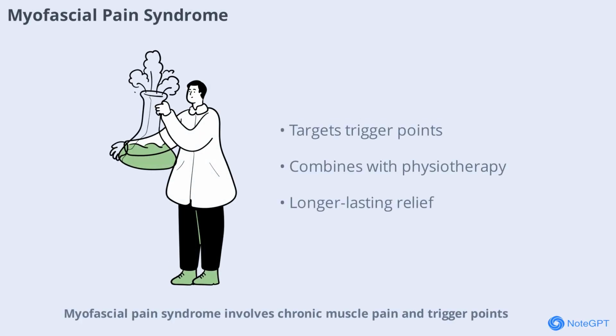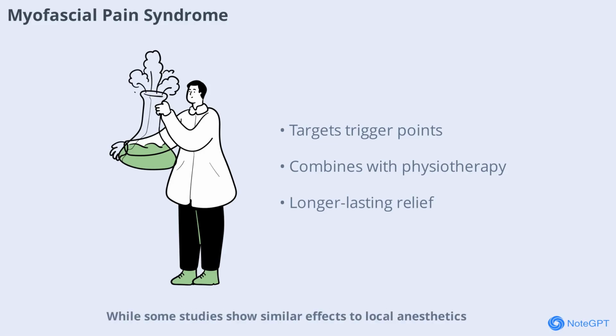Myofascial pain syndrome involves chronic muscle pain and trigger points. ONT injections into trigger points can provide significant pain relief, especially when combined with physiotherapy. While some studies show similar effects to local anesthetics, ONT may offer longer-lasting benefits for patients who do not respond to other treatments. The choice of muscle and dose is important for maximizing results.